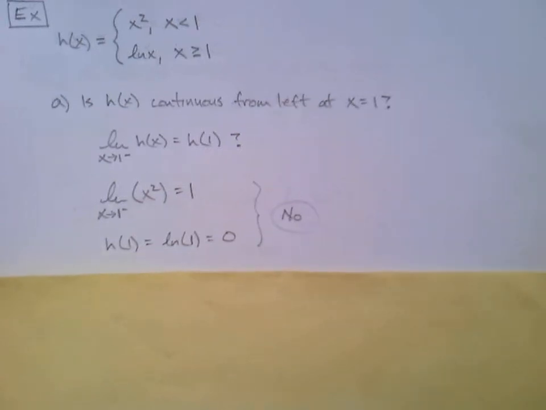Okay. And that's all we need to say. There really are not different types of discontinuities from the left or the right. There's either just continuous or discontinuous, since you're only looking at one side.